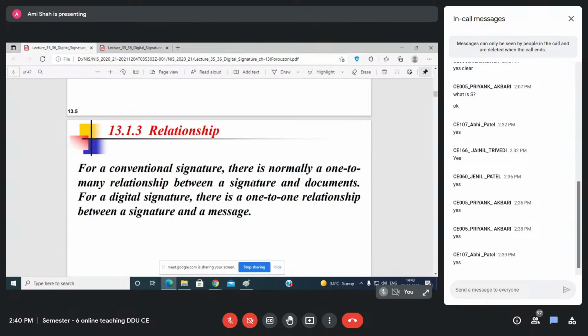So again, I repeat: for a conventional signature, it's a one-to-many relationship. A person uses the same signature to sign many documents. But in the case of a digital signature, there is a one-to-one relationship between the signature and message. If Bob receives two messages one after another from Alice, he cannot use the signature of the first message to verify the second. Each message needs a new signature. So this is the difference between conventional and digital signatures.